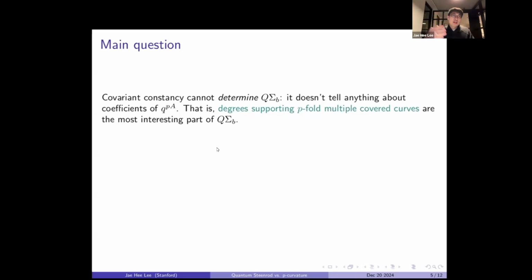So if you try to run this order by order algorithm to determine Q sigma B, the algorithm will actually stop short. And this differential equation doesn't tell you anything about the counts of holomorphic curves that show up in Q sigma B in these degrees that are P divisible.